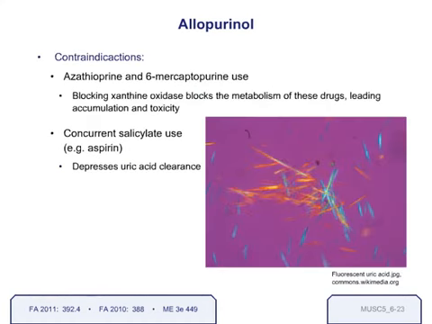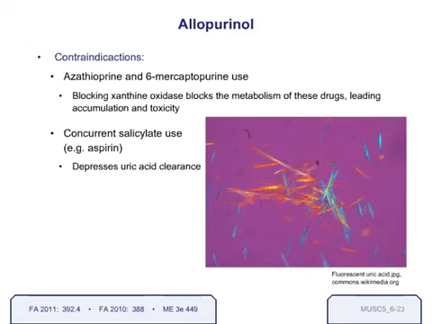Importantly, you should avoid using allopurinol in patients who are taking azathioprine or 6-mercaptopurine. In that situation, both of those drugs are metabolized by xanthine oxidase, so if you block xanthine oxidase, you're going to have very high levels of those very toxic drugs in the bloodstream.